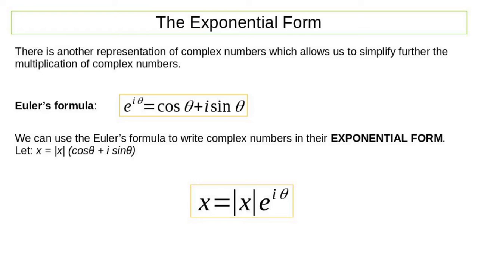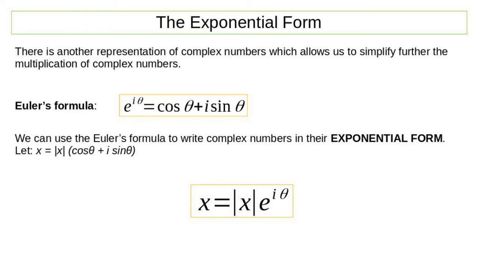In this section we will see how to represent a complex number in its exponential form. As you will see later, this is a form which allows us to simplify further the multiplication and division operations of complex numbers. In order to represent a complex number in its exponential form, we have to use Euler's formula, which relates the complex exponential function with trigonometric functions.